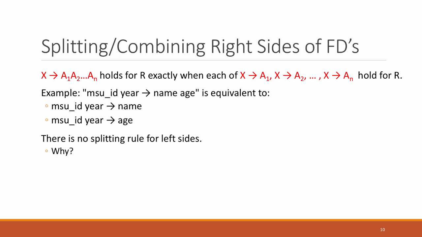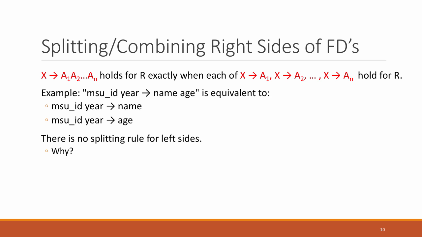Okay? Now, there is no rule for splitting the left sides. Why is that? Well, it really doesn't make any sense. If I need the MSU ID and the year to determine the name, and I just gave you the MSU ID, could you give me the name? No, you need both of those components to do the functional dependency. So there's no easy way to split up the left side of functional dependencies.